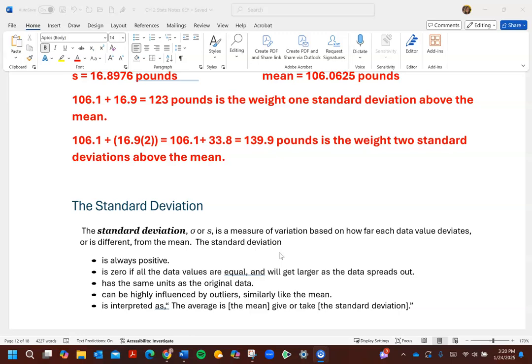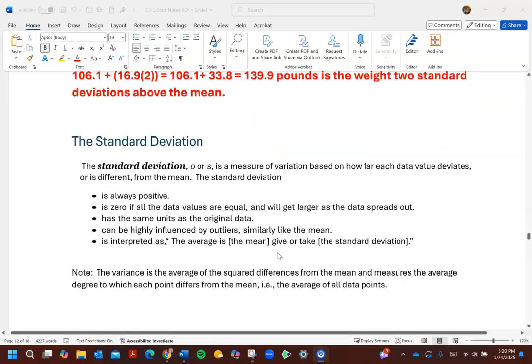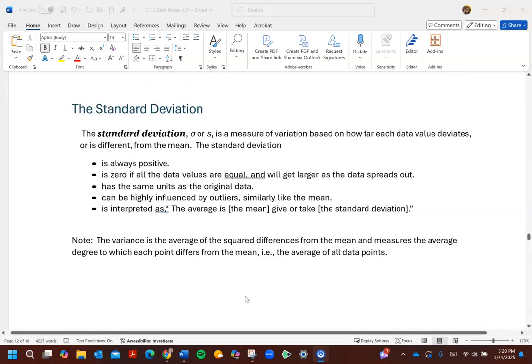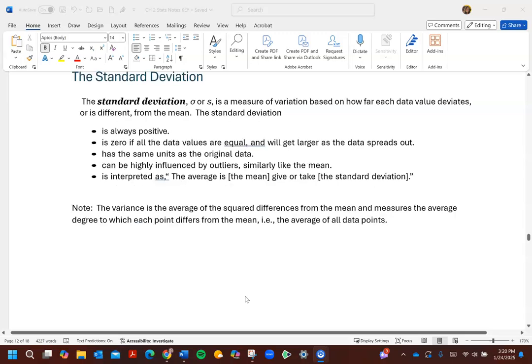It is interpreted as the average is the mean, give or take the standard deviation. And just note that the variance is the squared standard deviation.